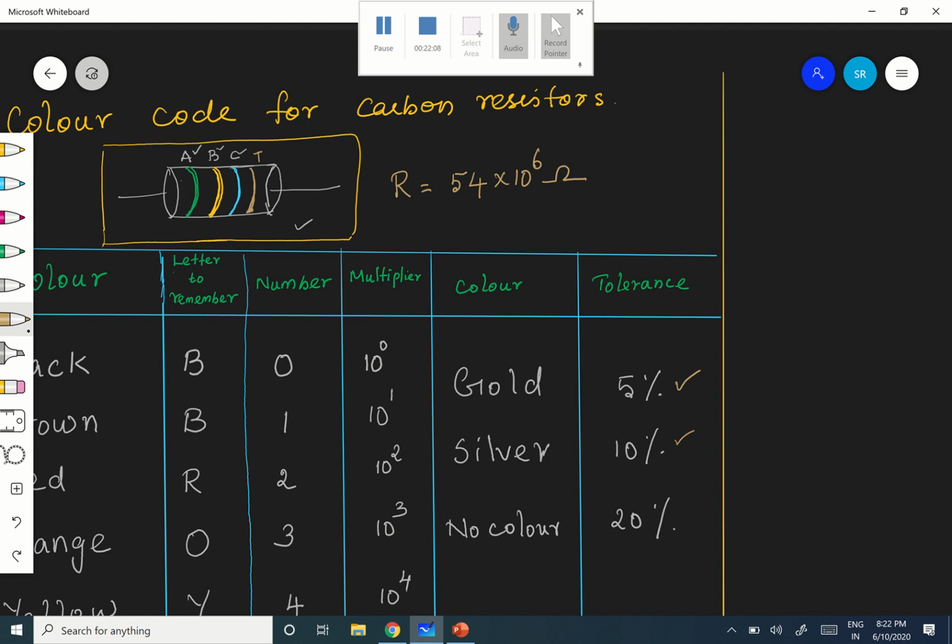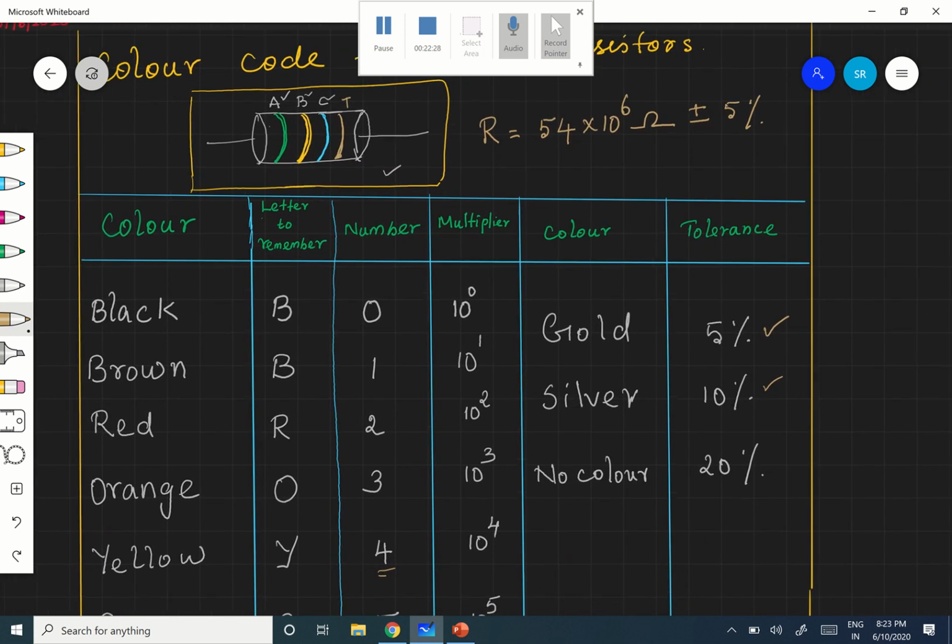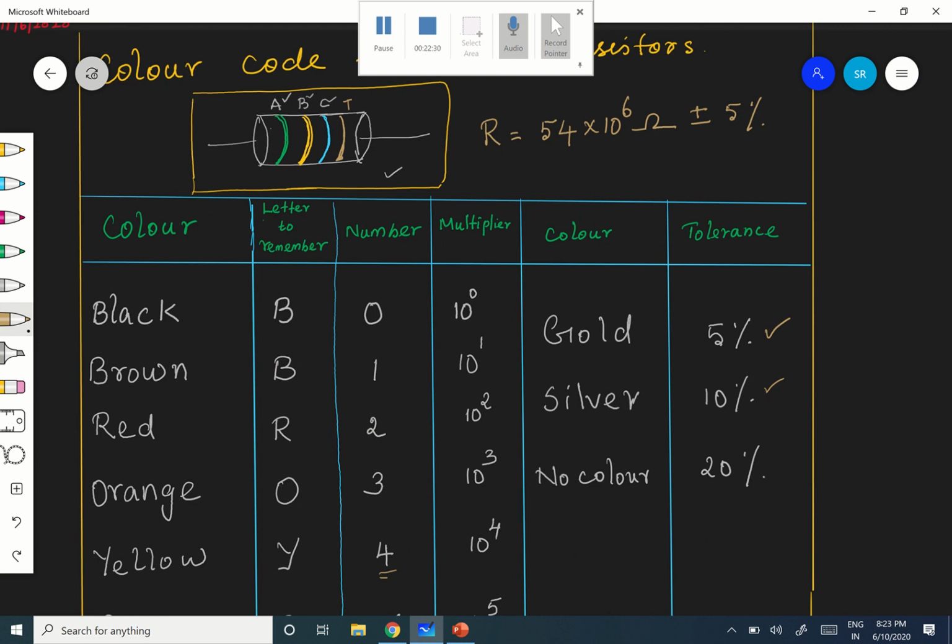Tolerance. Tolerance means plus or minus. How to write? It is plus or minus. Gold ring is 5%. Therefore, you have to write plus or minus 5%. Plus or minus 5%. Are you following? So this is the value of the resistance by using the color code. This is the color code of carbon resistors.